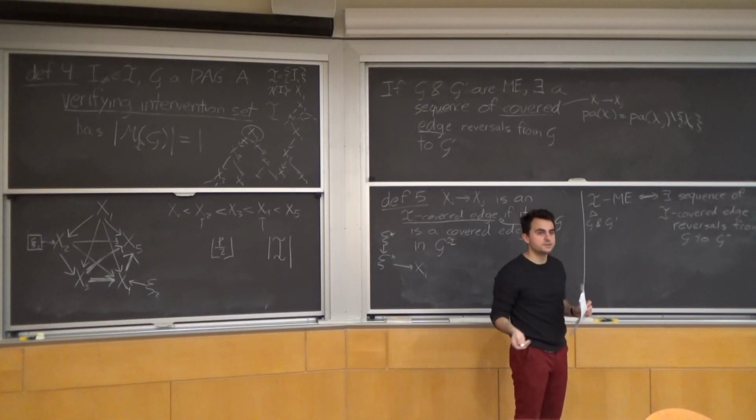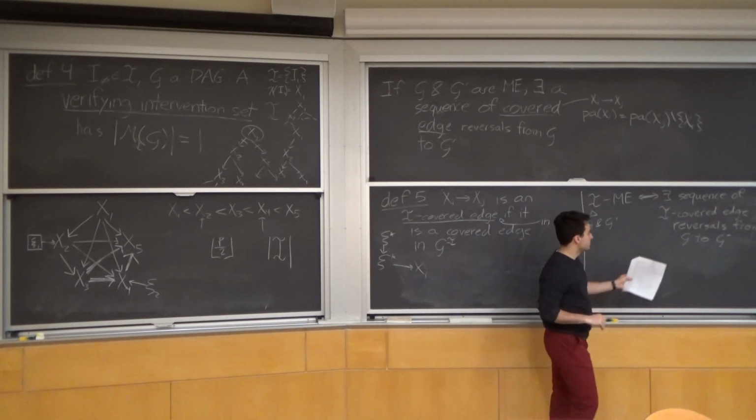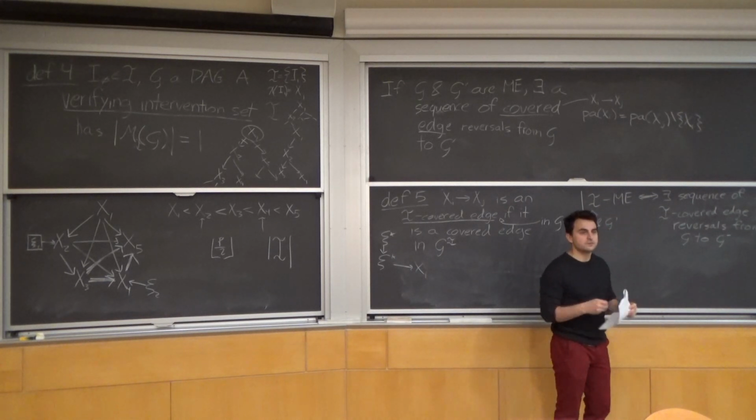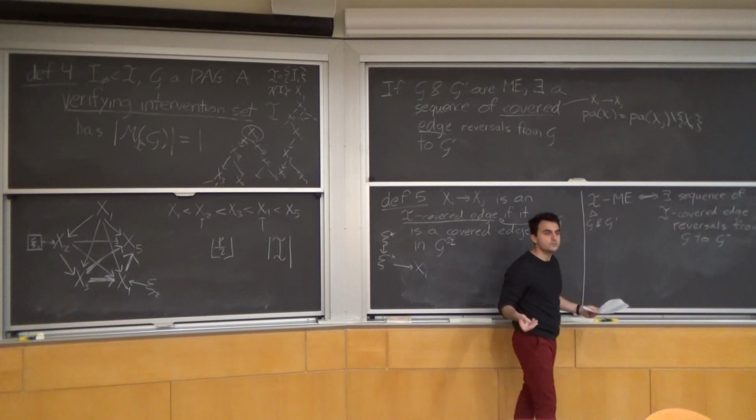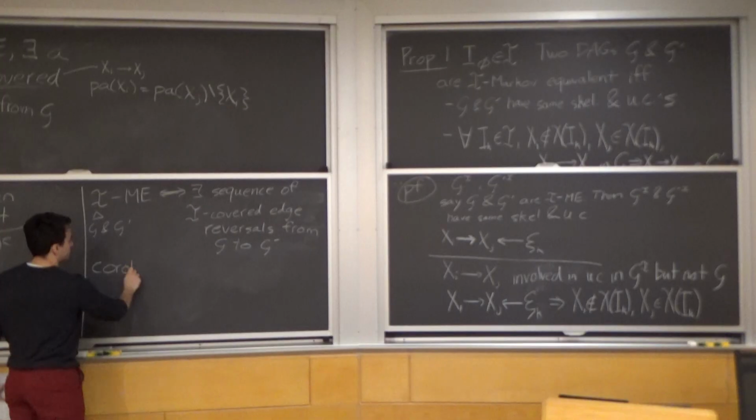And what does this tell us? If there are no I-covered edges for G, then it can't move anywhere. So its Markov equivalence class has to be of size 1. So that's just a corollary.